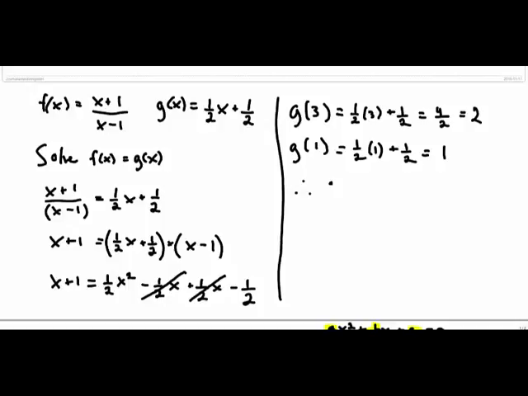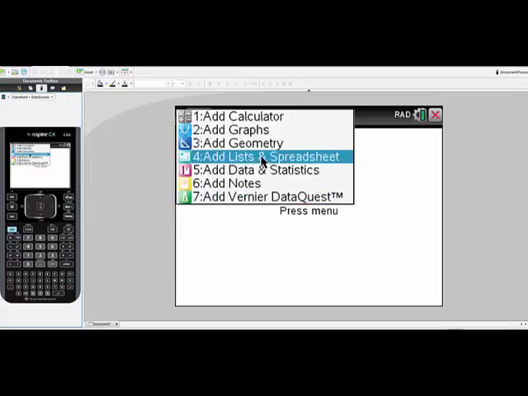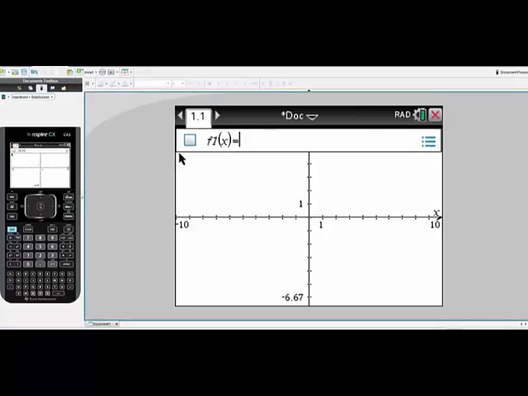Therefore, the two coordinates for the first point of intersection are 3, 2. What am I doing? 2. And then 1 comma 1. Now, even though this was an exercise without the calculator, let's just check the result and confirm.